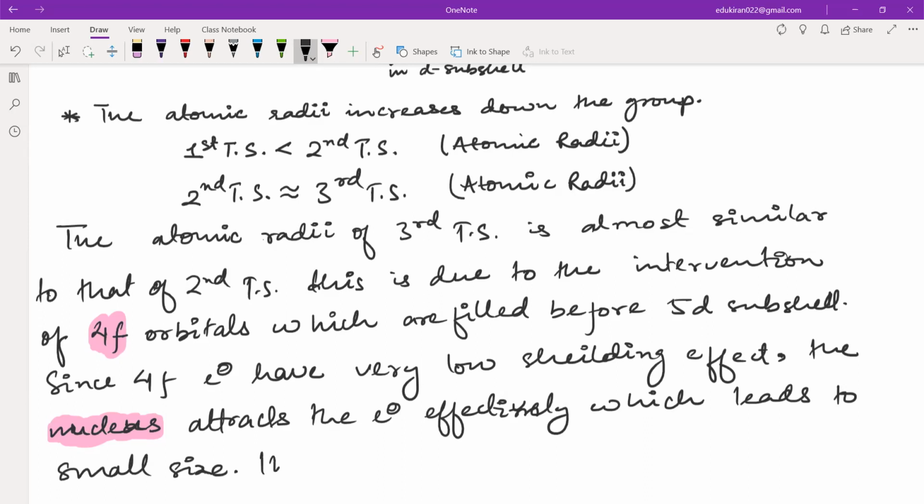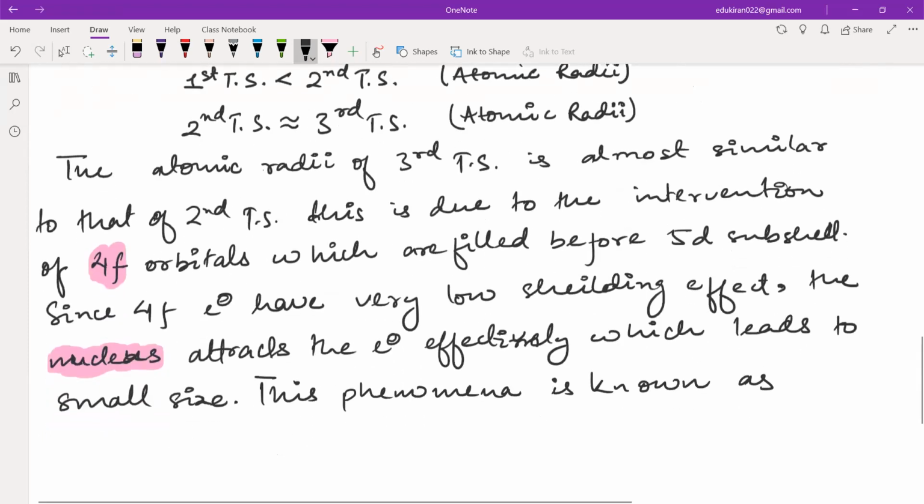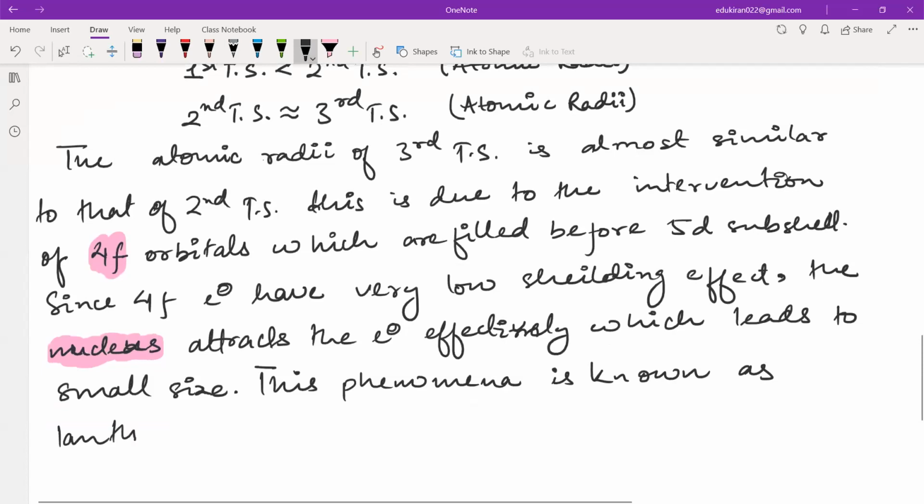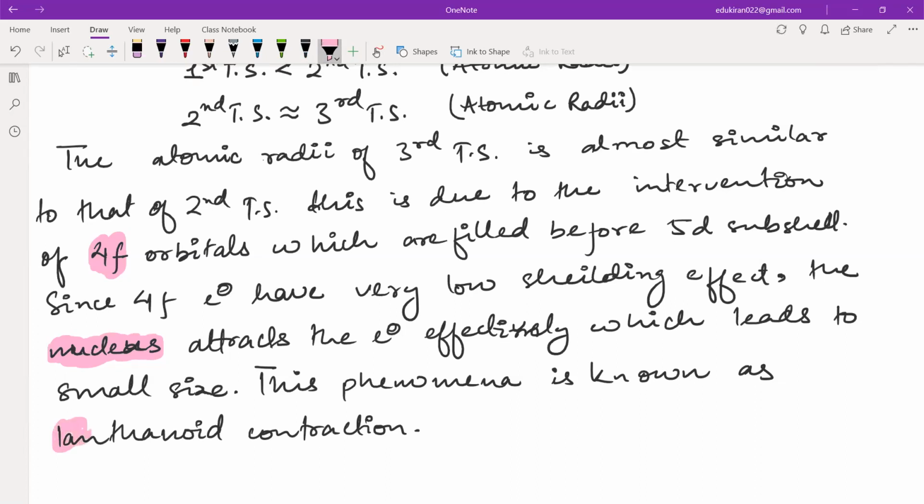One more thing, this phenomenon is known as Lanthanide contraction. So if they ask you what is Lanthanide contraction, you are going to write this whole thing: the atomic radii of third transition series is almost similar to that of the second. This is the reason, and this phenomenon is known as Lanthanide contraction.